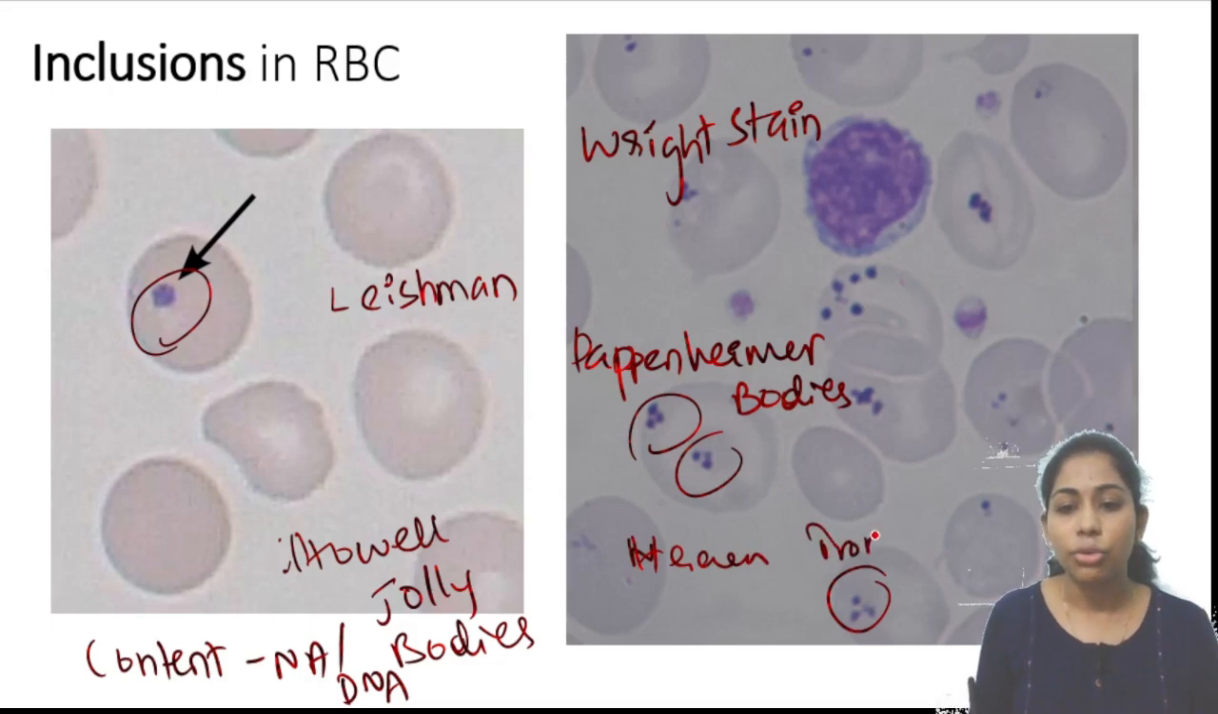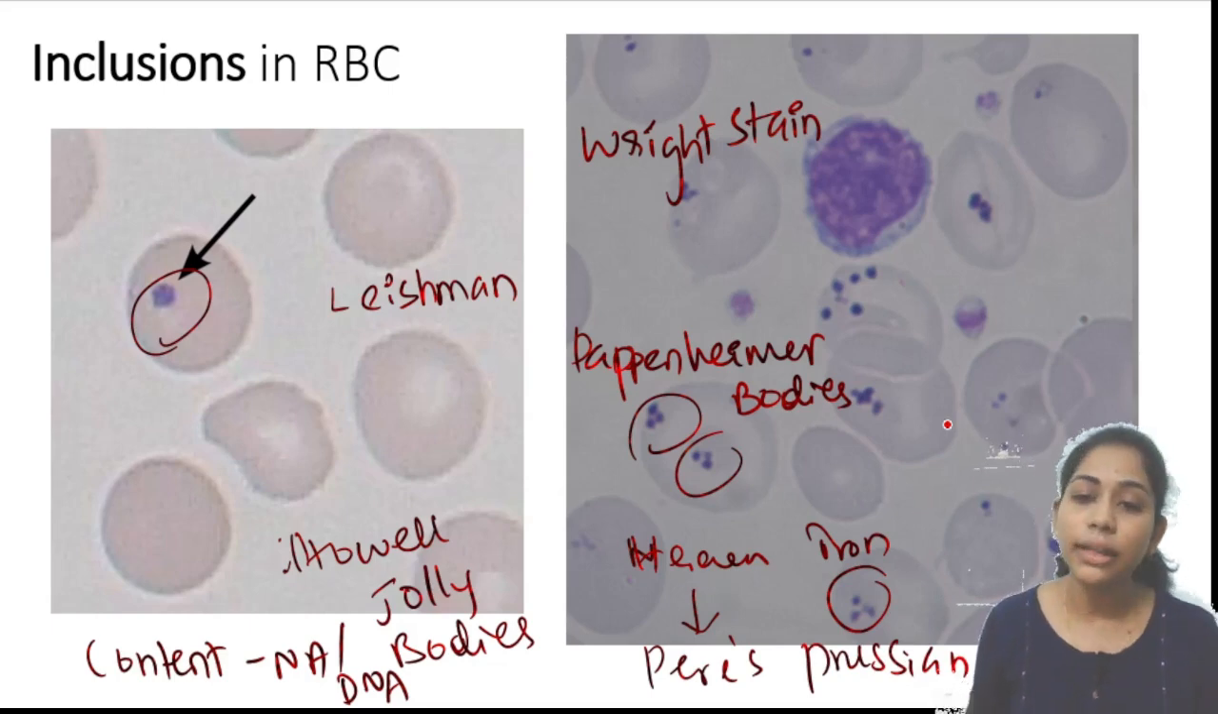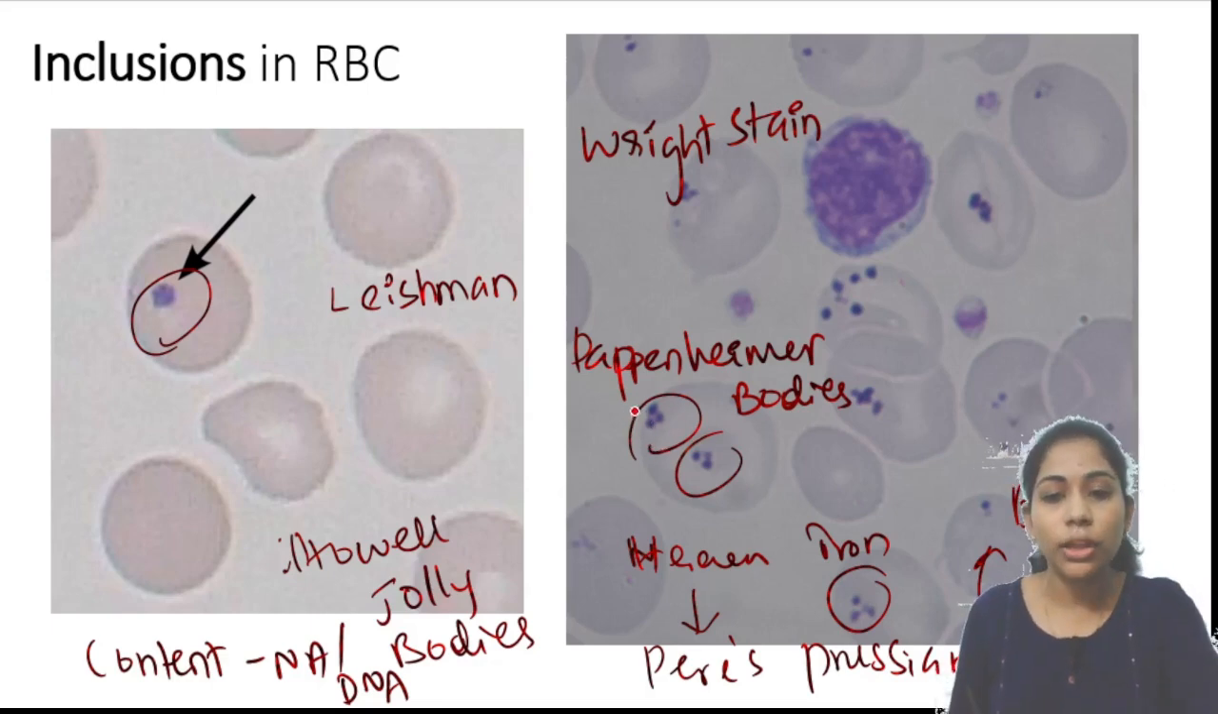Heme iron. And for this heme iron, what is the special stain? Yes, you are correct. It's Pearl's Prussian blue. So in Pearl's Prussian blue, these Pappenheimer bodies will be highlighted, and normally they'll be seen. Here in the Pearl's Prussian blue stain, they will look blue in color, but in Wright stain, they have this purple color. Okay, right. Then we'll go to the next.